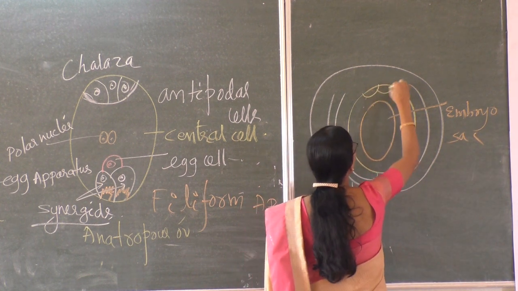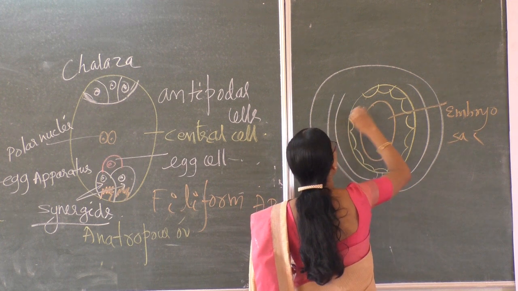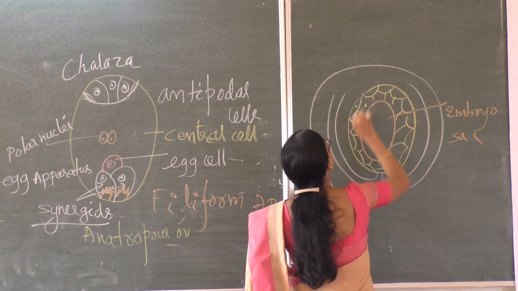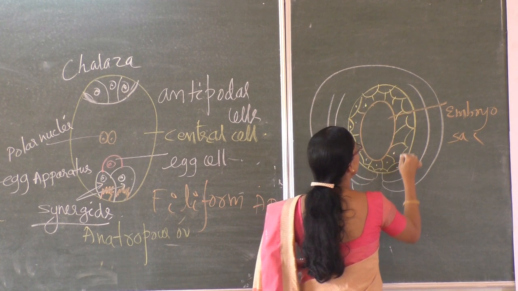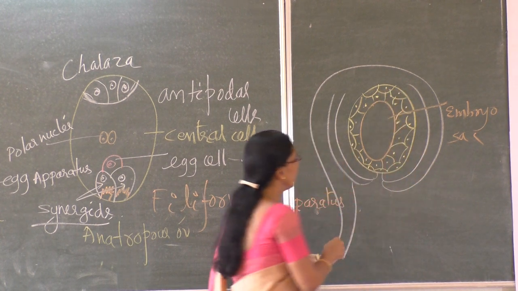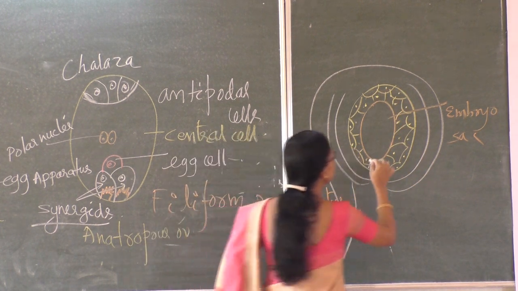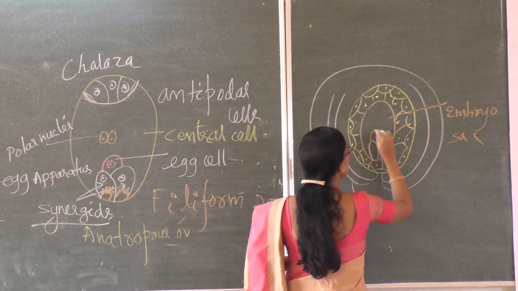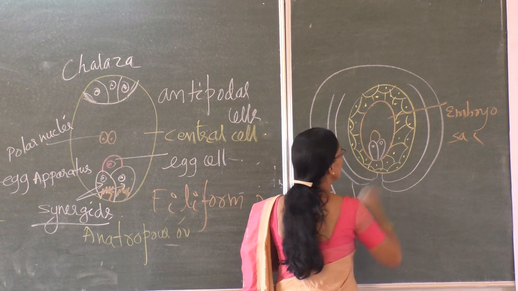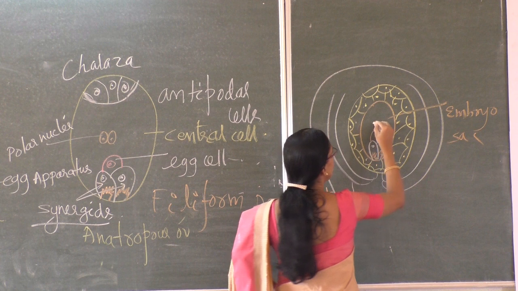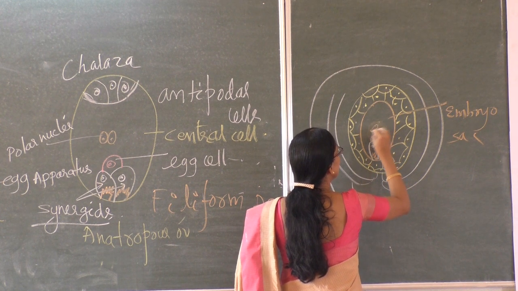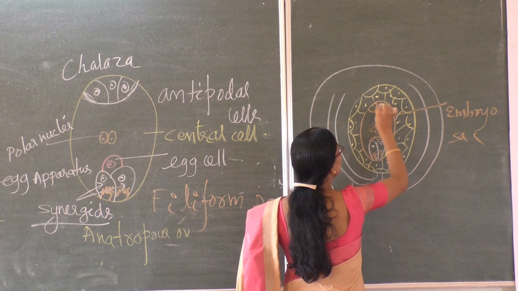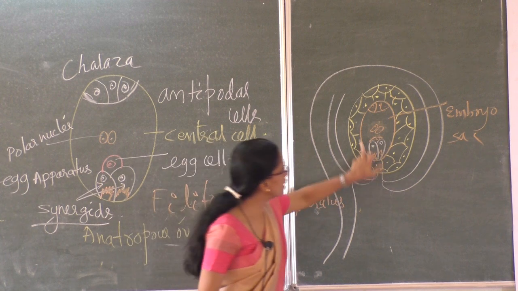Surrounding the embryo sac is what now? Surrounding the embryo sac is the nucellus. Okay, now the integuments, everything the same. Inside here we can see the synergids and the egg cell. Synergids have thickenings like this, the filiform apparatus. 2 polar nuclei in the center, this is the egg cell, and here there are 3 cells, the antipodal cells.